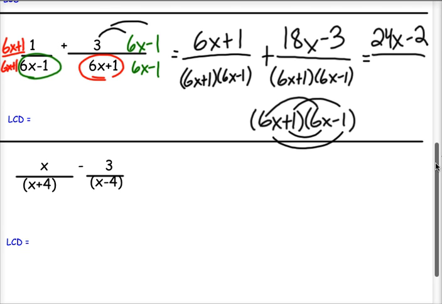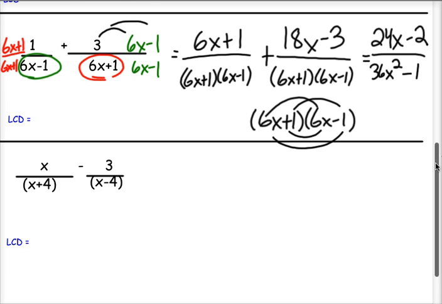So 6x times 6x gives us 36x squared. 6x times 1 is 6x, but then we have 6x times negative 1, canceling it because of the negative 6x there. Then 1 times negative 1 is minus 1. And so that is what we end up getting when we actually combine these fractions together.